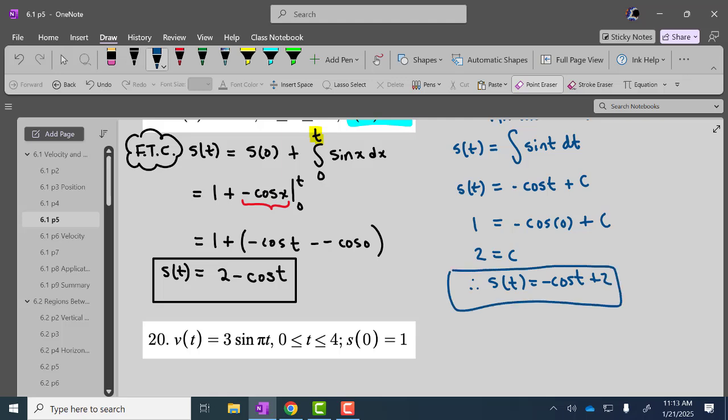So both those techniques will work. It doesn't matter which one you use. I'll use the one on the left because it's a little more.